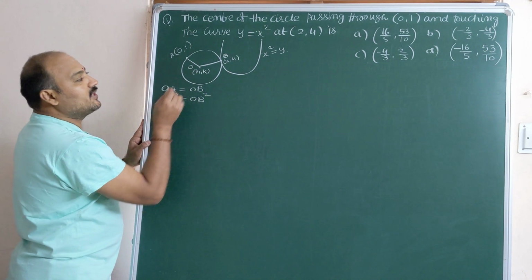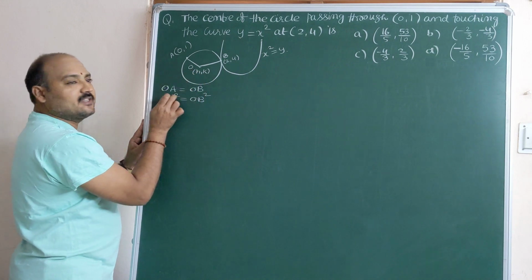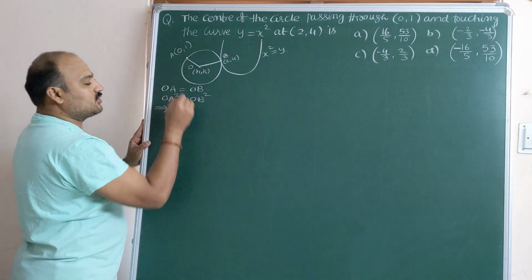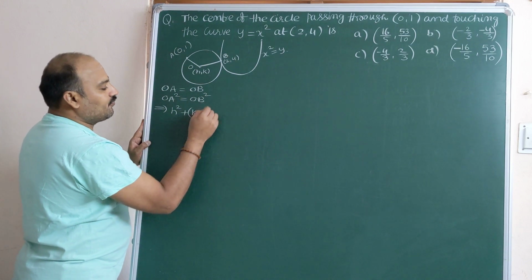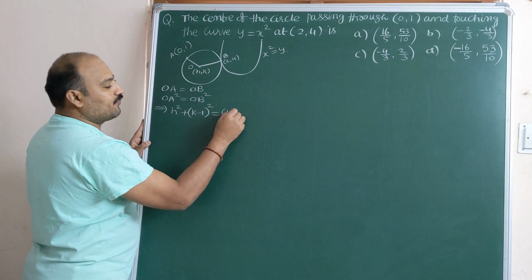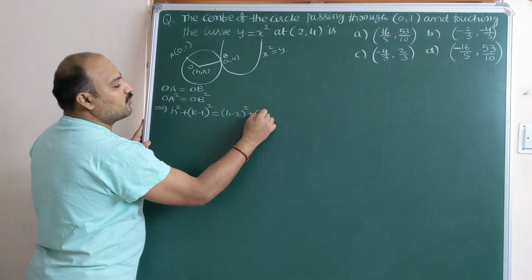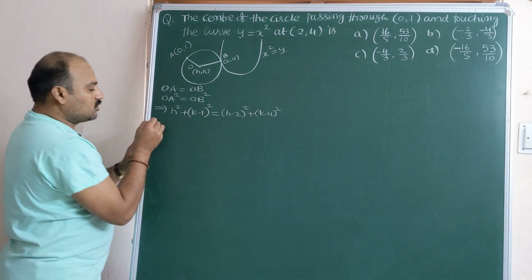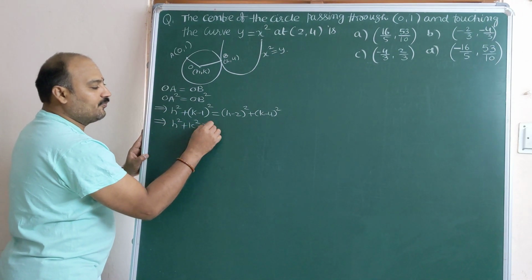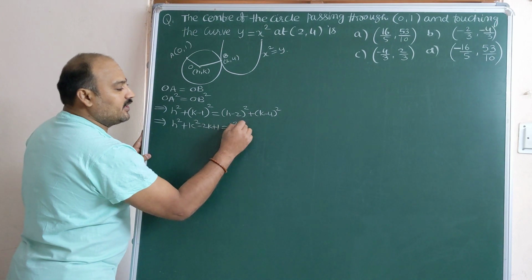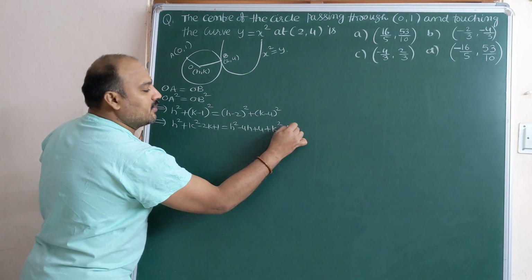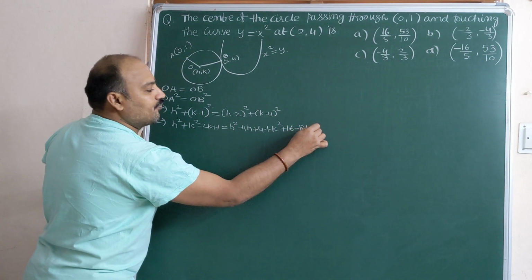So that implies OA square, distance between these two. Square is there, which means without root. (h minus 0) whole square plus (k minus 1) whole square is equal to OB square, that is (h minus 2) whole square plus (k minus 4) whole square. So simplify: h square plus k square minus 2k plus 1 equal to h square minus 4h plus 4 plus k square plus 16 minus 8k.